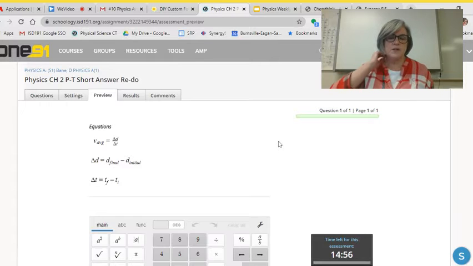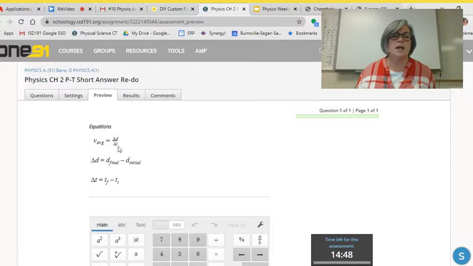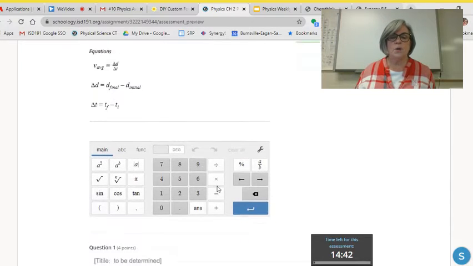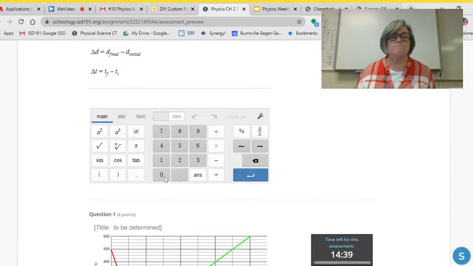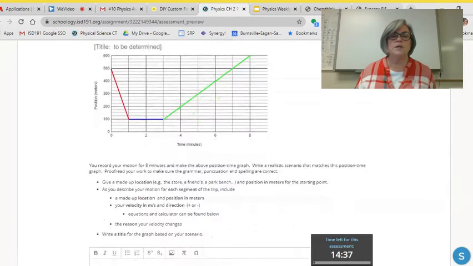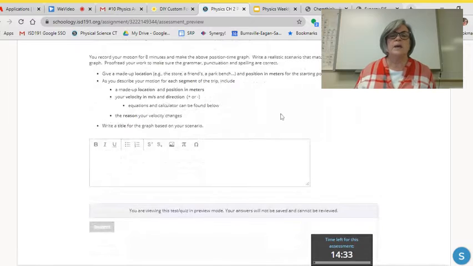All right, so the first thing that you see when you open this is that you have the equations. I don't expect you to memorize those. So velocity is change in position over change in time. And then I also define change in position and change in time. And there is also a calculator for you to use. You'll have a graph that has several segments on it. And I want to just focus on the directions.